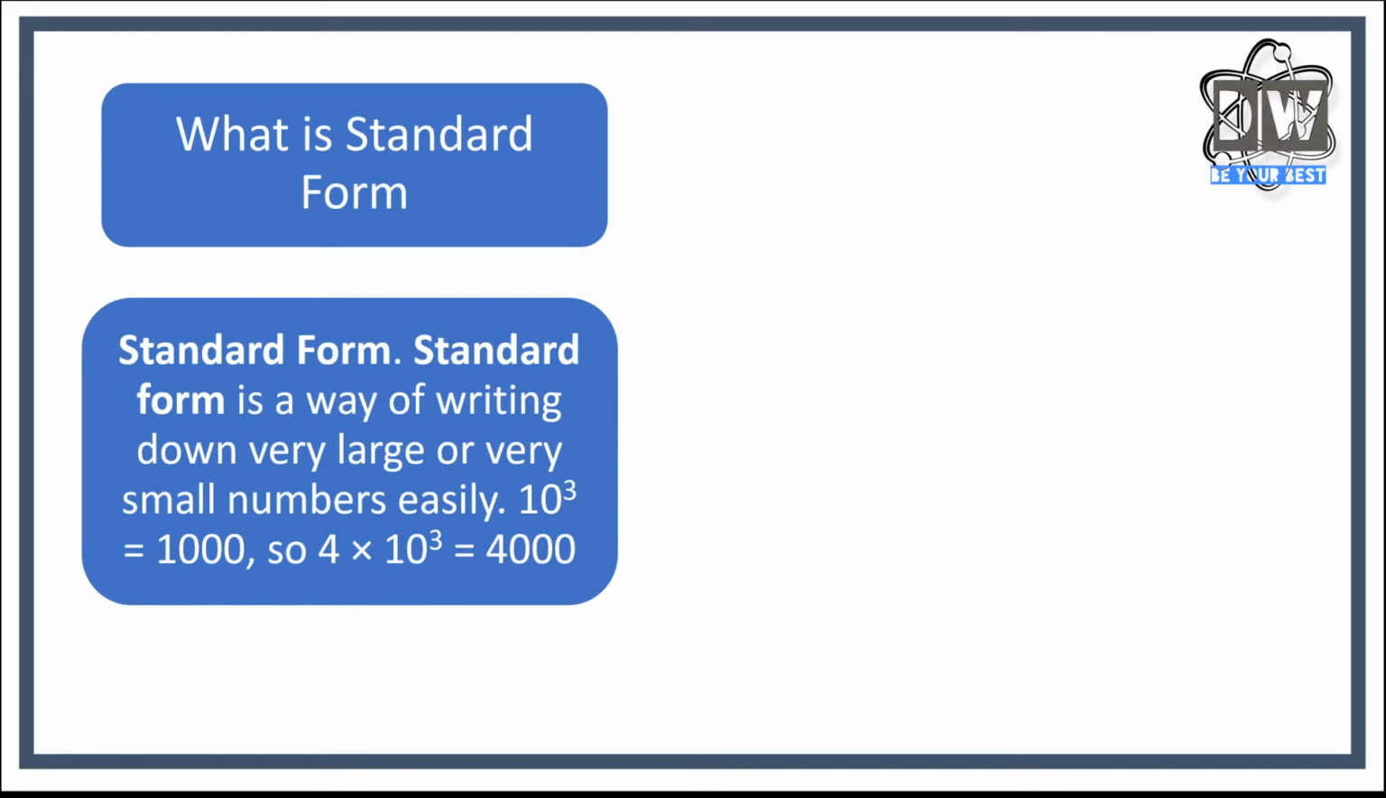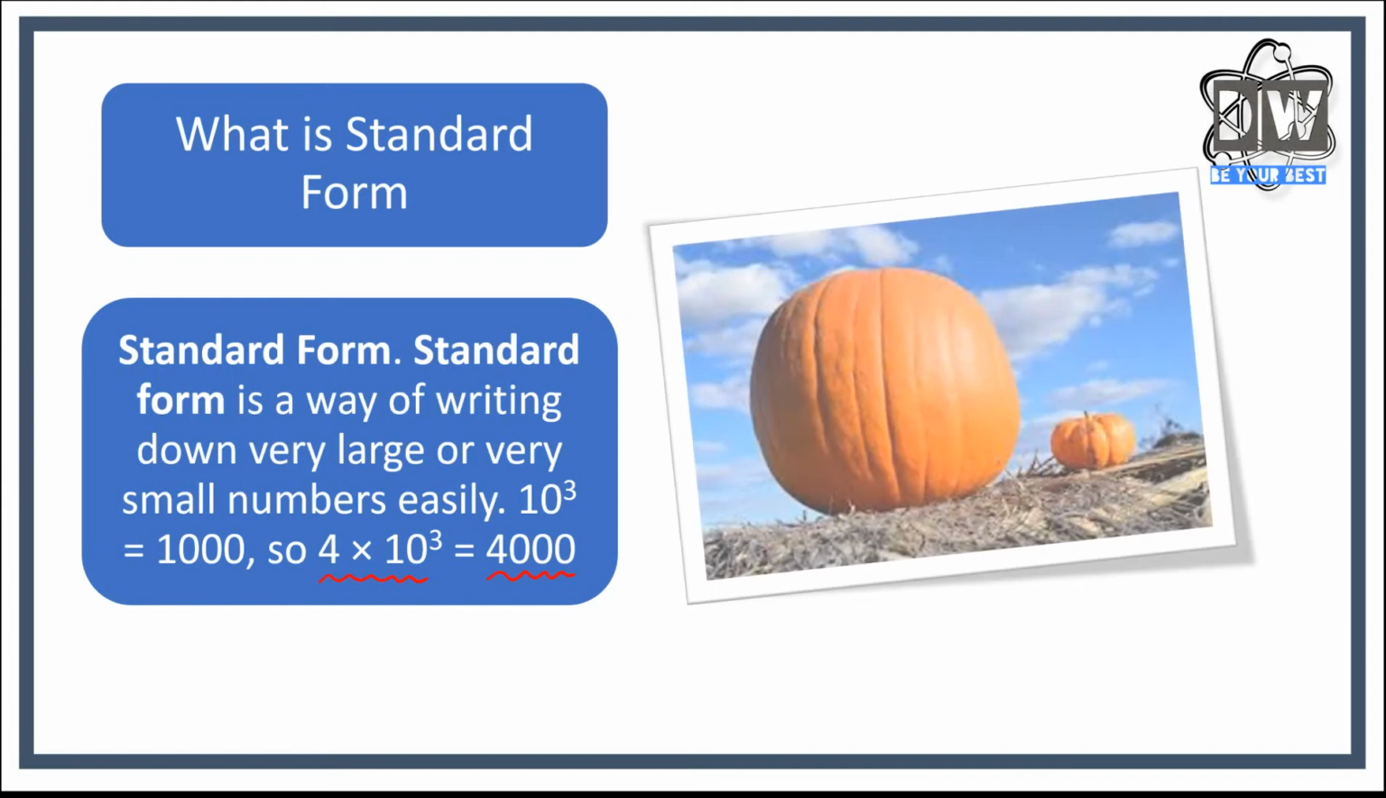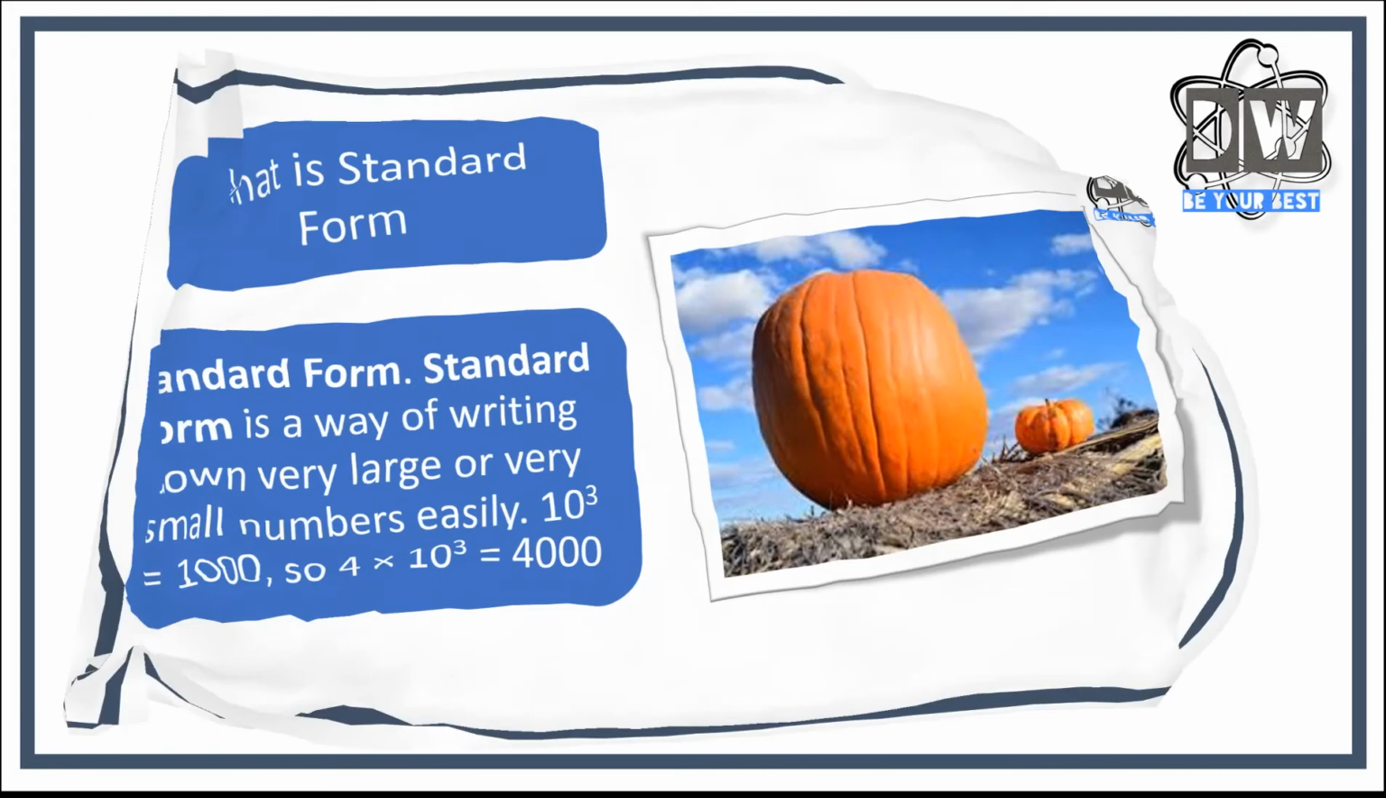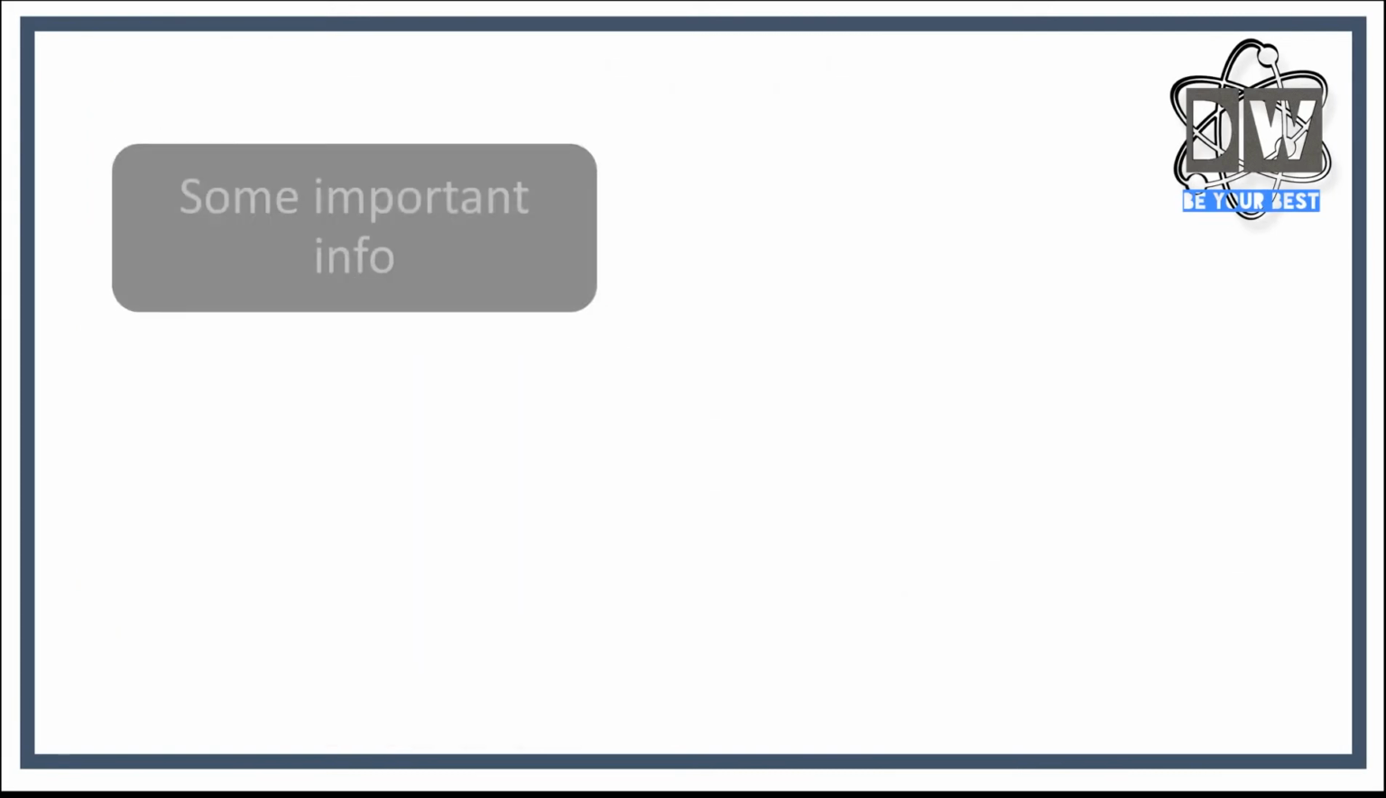Remember 10 to the power of 3 equals 1,000. So 4 times 10 to the power of 3 gives us 4,000. Standard form is basically this part here. Ordinary numbers, when we talk about it, is this part here. So we're taking something very large and making it small, or taking something very small and making it large. Simple as that.